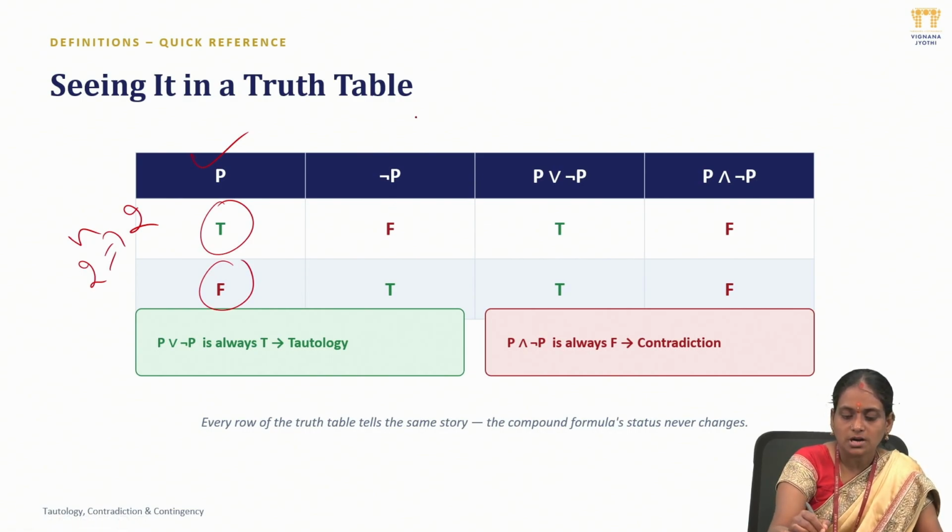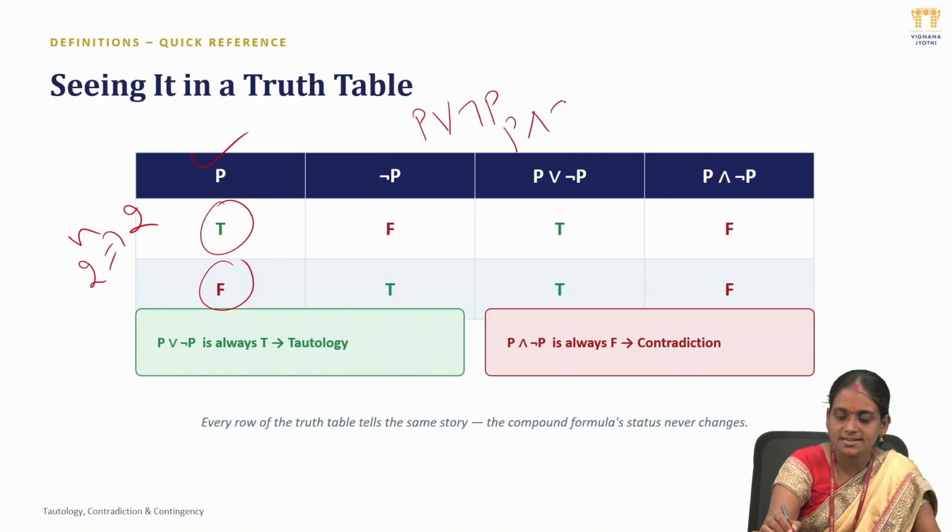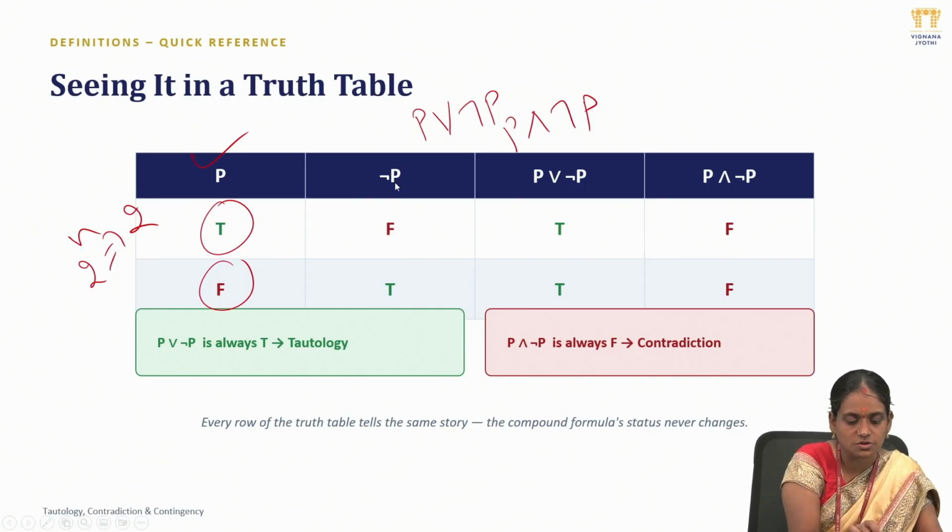Next, it may be a tautology or a contradiction, so you need to consider negation P. Negation P is common for both tautology and contradiction. So for that purpose, I included negation P as one more column. Simply, negation P is nothing but interchanging the truth values. True will become false, false will become true.